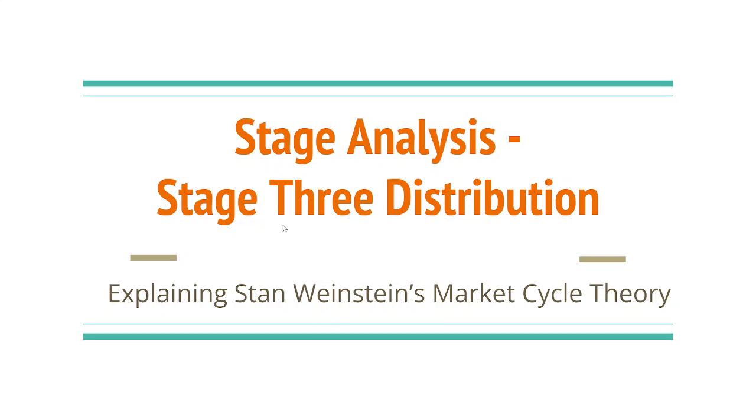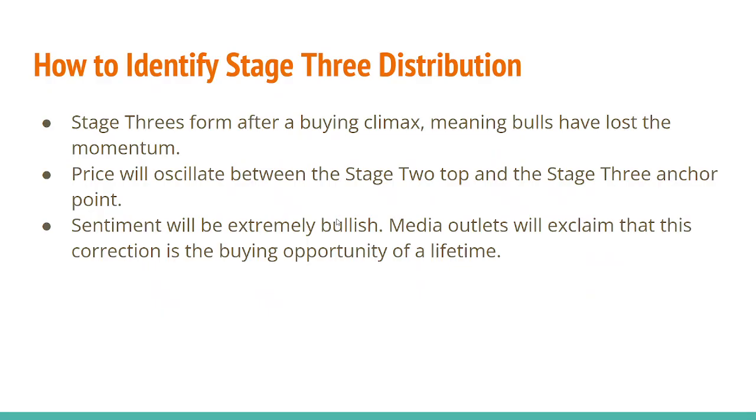This section is on Stage 3 distribution. So how to identify a Stage 3 distribution? Stage 3 forms after a buying climax, meaning bulls have lost the momentum. Price will oscillate between the Stage 2 top and the Stage 3 anchor point, and sentiment will be extremely bullish. Media outlets will exclaim that this correction is the buying opportunity of a lifetime.